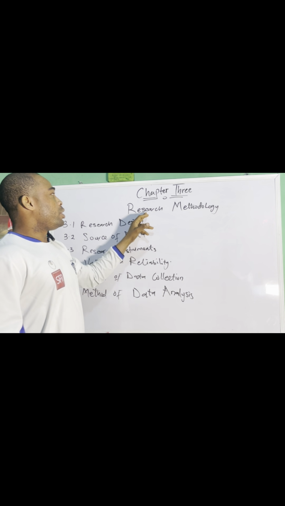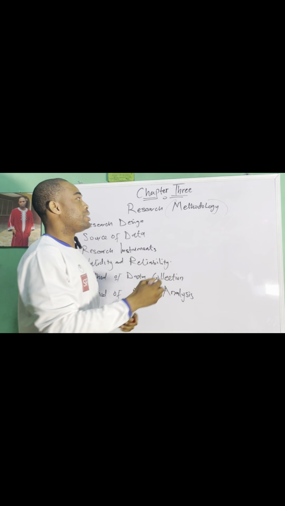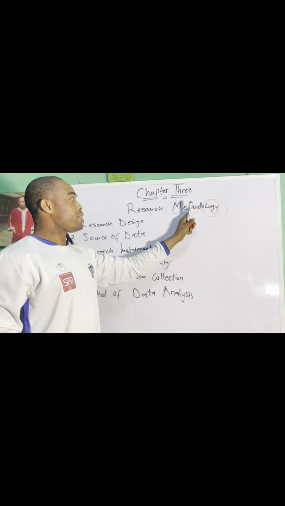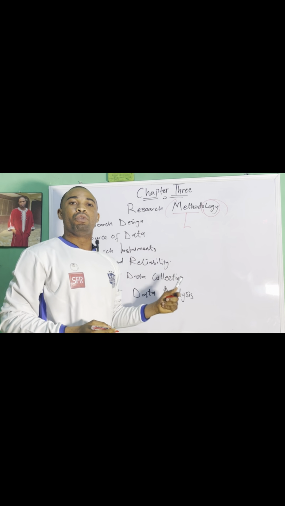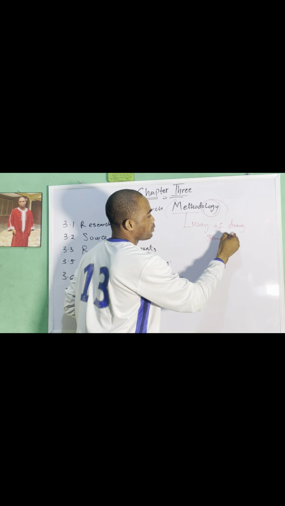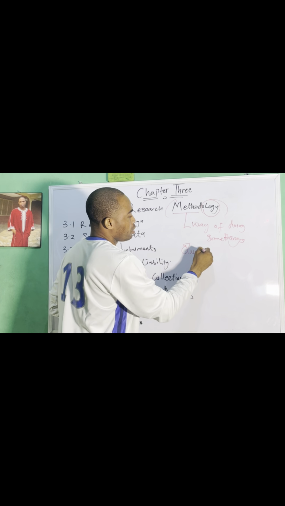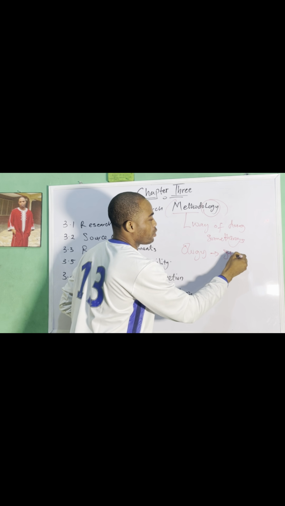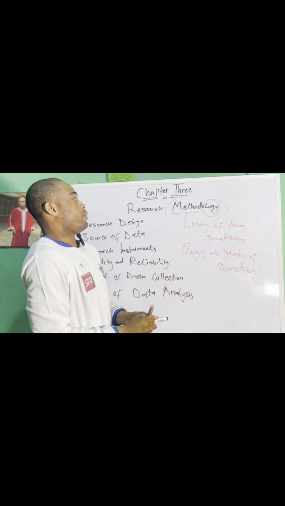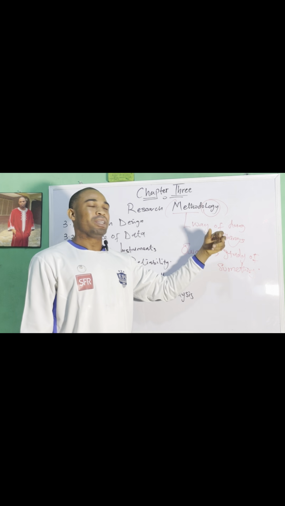Now, the research methodology, I'll try to explain from what we call methodology. This is a coinage of two words: method and ology. The method simply means the way of doing something. But ology simply means study of something. So methodology comes from these two words, method and ology. Ology means you want to study something, and the ways of studying something is what we call method.